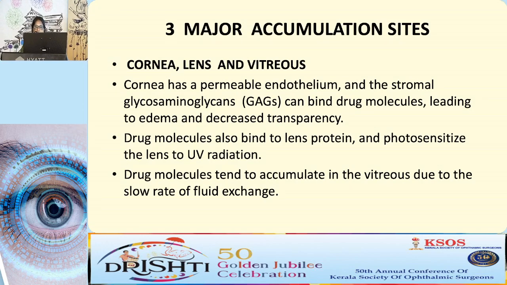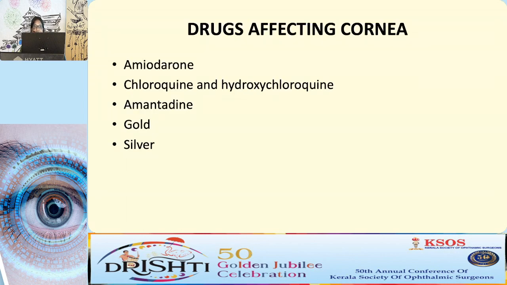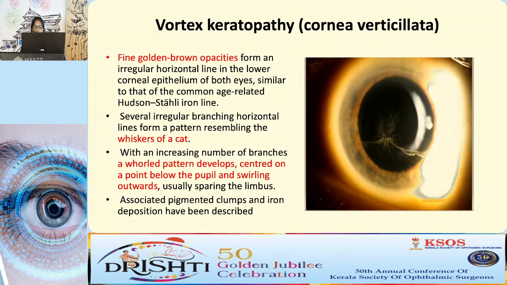Cornea has a permeable endothelium, and the stromal glycosaminoglycans can bind drug molecules, leading to edema and decreased transparency of the cornea. The drug molecules also bind to the lens protein and photosensitize the lens to UV radiation. The longer the duration of the drug in the eye, the greater the chance of toxicity. Coming to the drugs affecting the cornea, amiodarone, chloroquine and hydroxychloroquine, amantadine, and gold and silver are the most common drugs affecting cornea. The most common corneal manifestation in drug toxicity is vortex keratopathy or corneal verticillata.